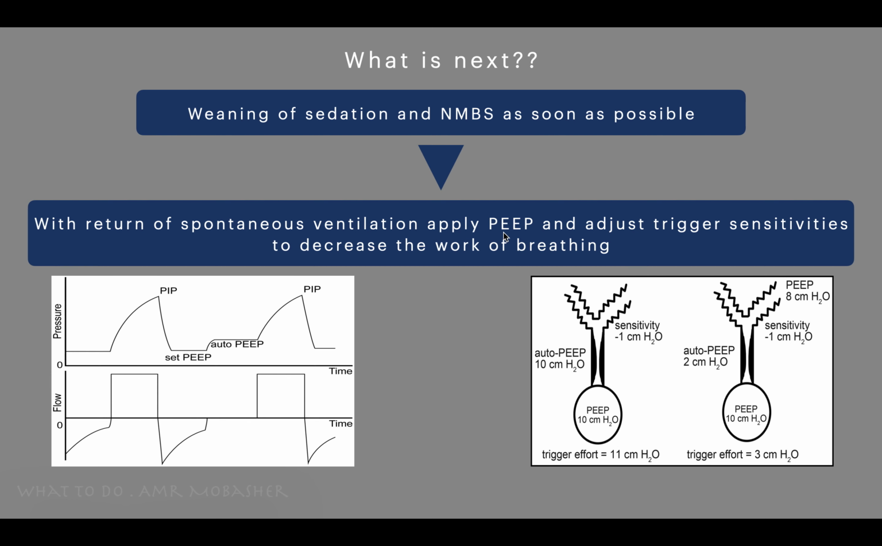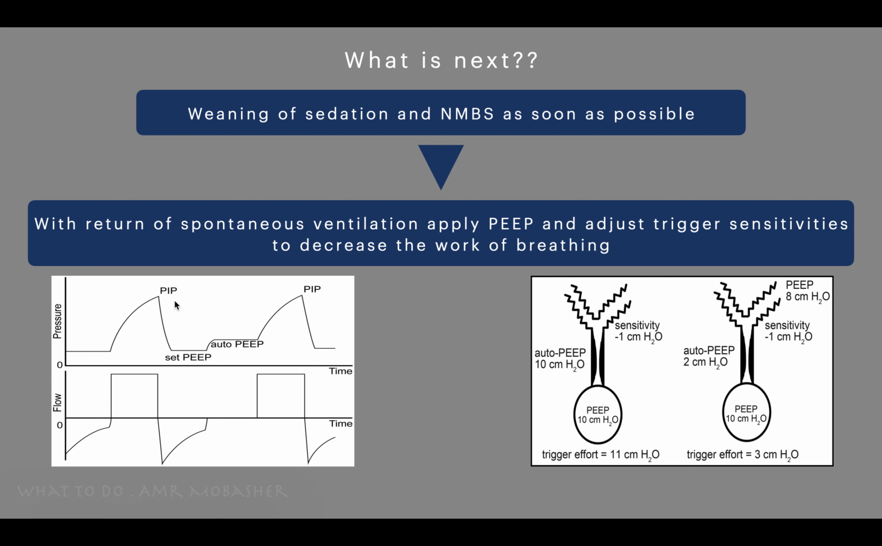What is the idea behind that? Let's consider that the patient has intrinsic PEEP like 10 centimeter water inside, trapped inside the alveoli. If the patient is starting spontaneous breathing, he needs to initiate negative 11 at least to overcome this 10 inside, which is too much effort.